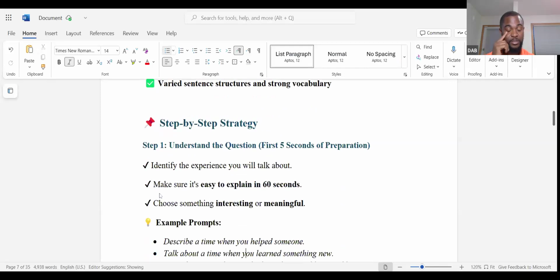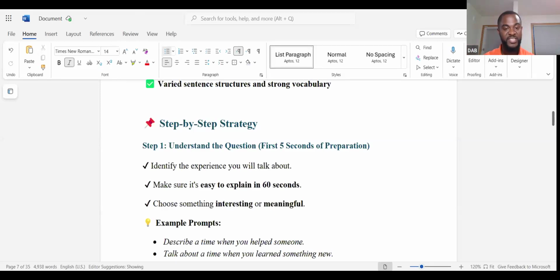Okay, so first thing is identify the experience you will talk about. The experience you talk about will be in the question. Second, make sure it's easy to explain in 60 seconds. So don't take an experience that you think you wouldn't be able to explain within 60 seconds. 60 seconds is 1 minute. So take an experience that you can explain within that 1 minute.